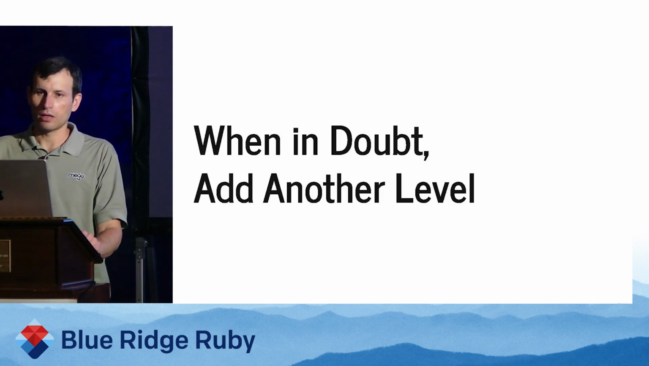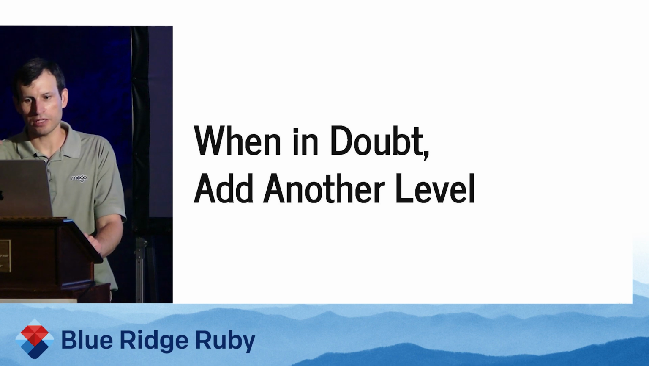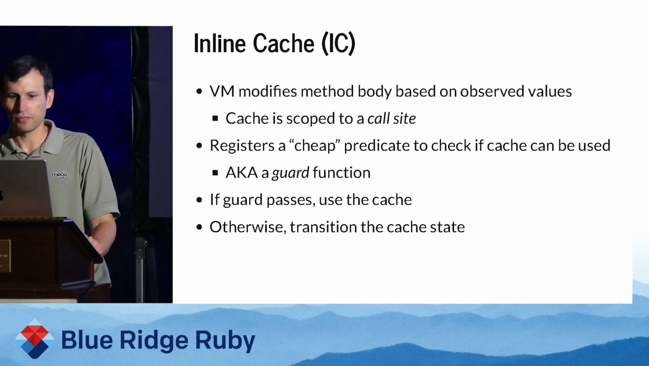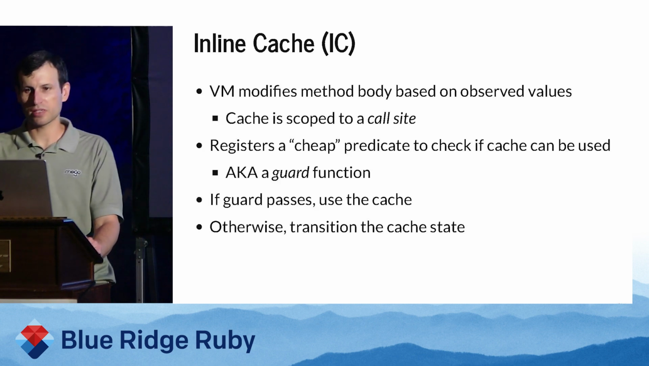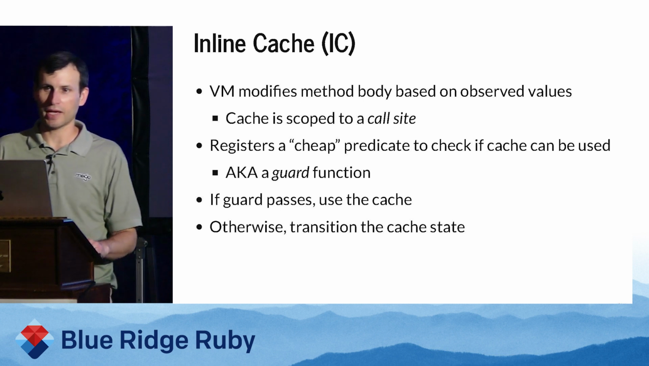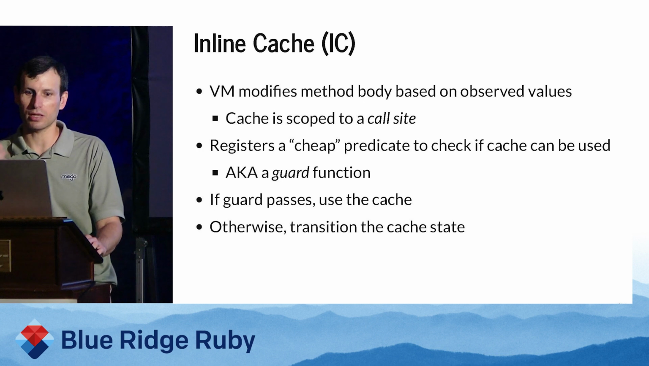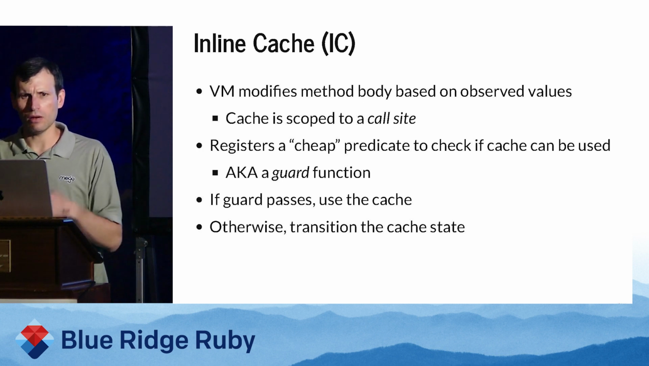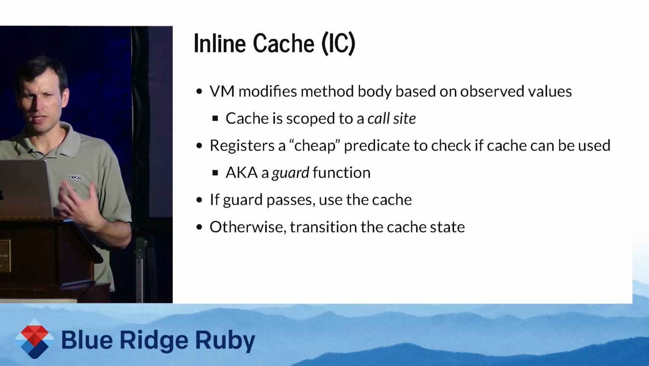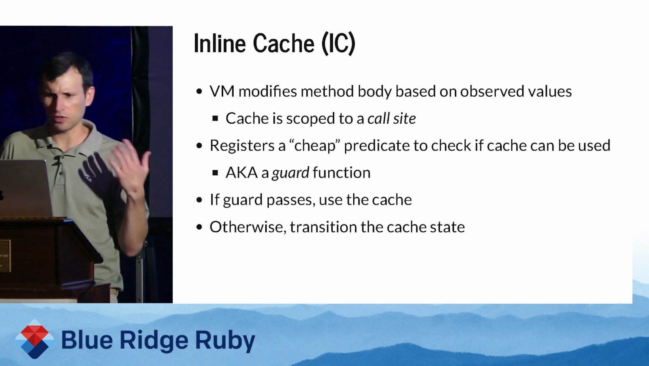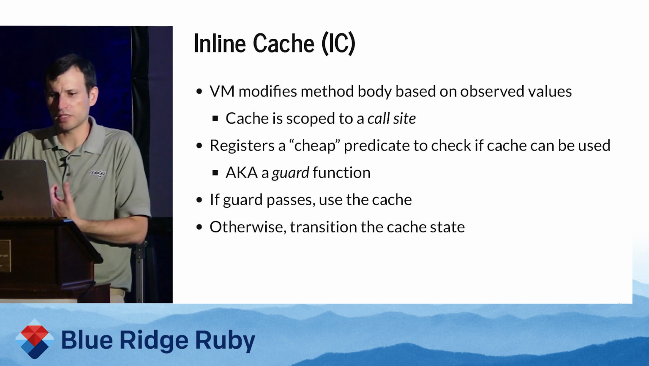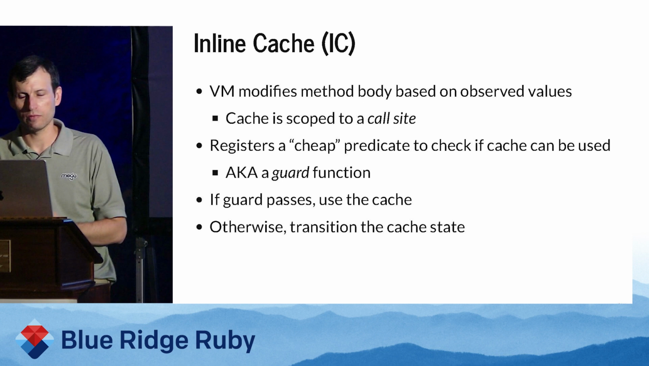So the solution to all caching problems is to add another level. And that brings us to something you might have heard of called an inline cache. This gets brought up quite a bit in various Ruby optimization talks. This is an old VM optimization that comes from Self and Smalltalk, and it's actually really simple, even though the name sounds kind of funky.